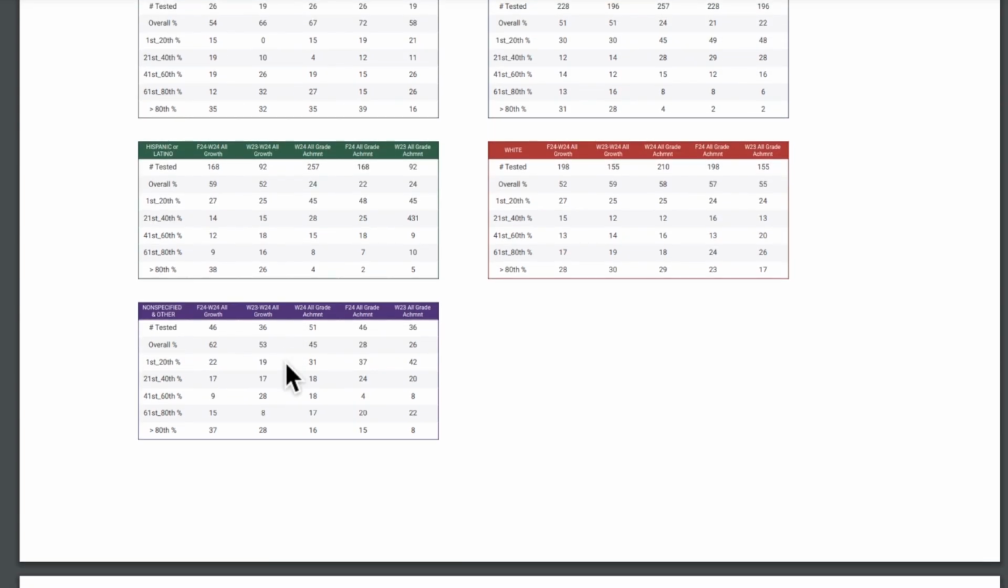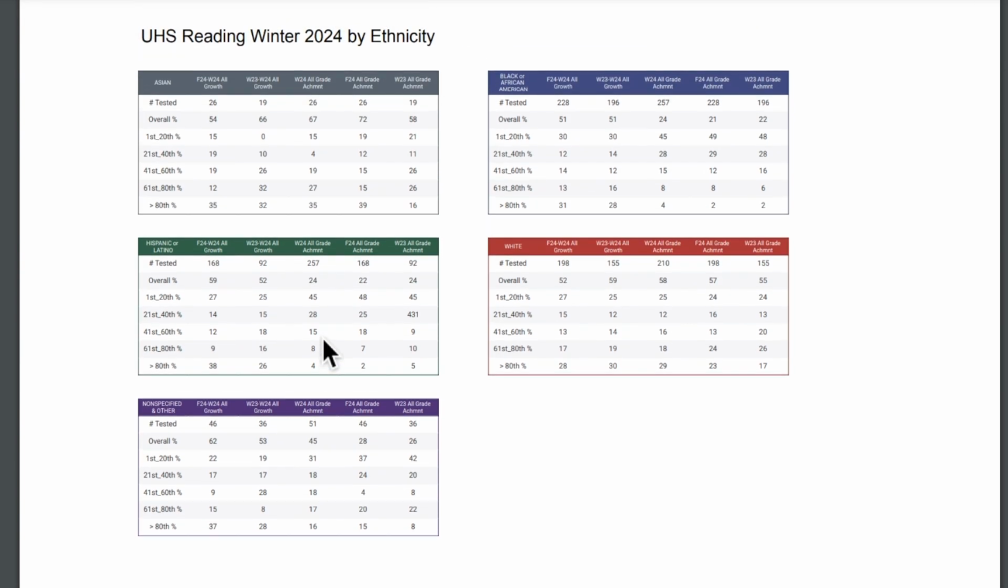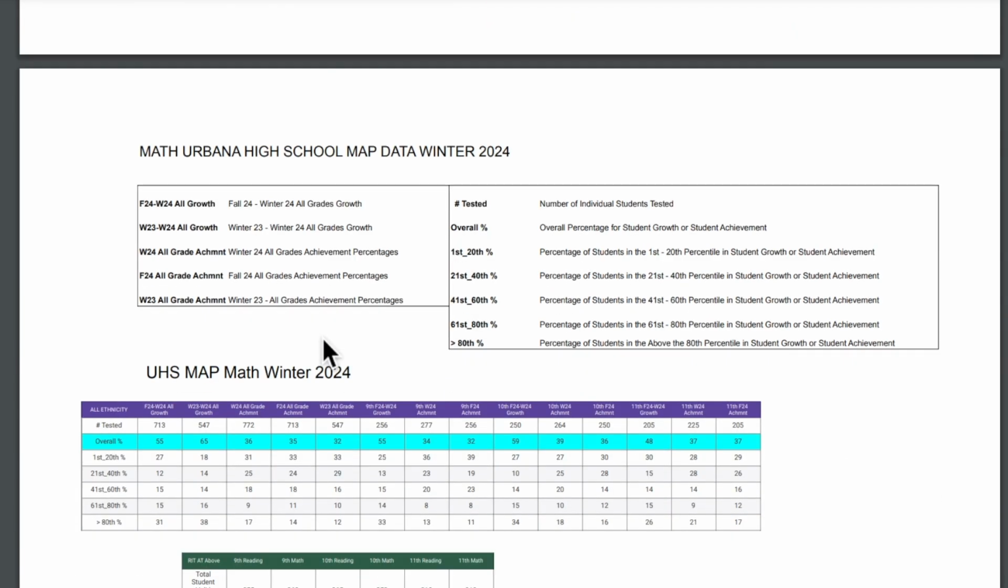And then the non-specified other could be multiracial. So you can also see the number of students tested. So this is like between 30 and 50, and you can also see their percentiles. But there's a big jump in these students. You can see last winter of 23, this group is at the 26th percentile, and the fall 28th, and now the 45th percentile. Okay, so that is the data sets for you, and you continue on.